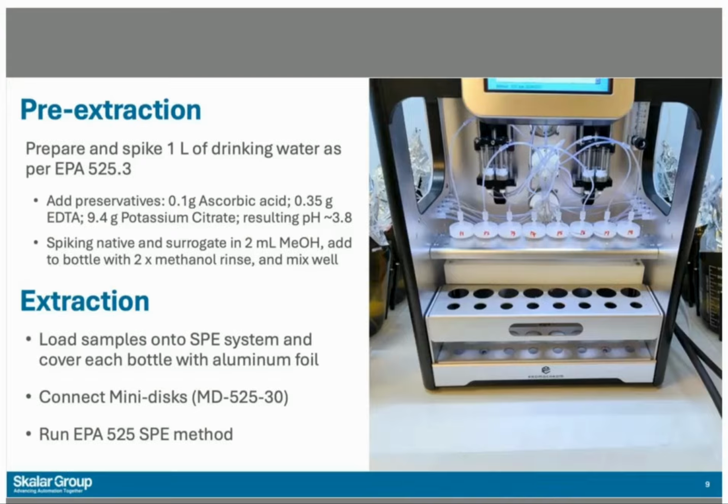But once that's loaded, you would add your mini discs to the cartridge rack here. As you can see, they fit shoulder to shoulder. There's no additional configuration, modification, anything required. And then it's as simple as pressing start on the pre-programmed 525 method.